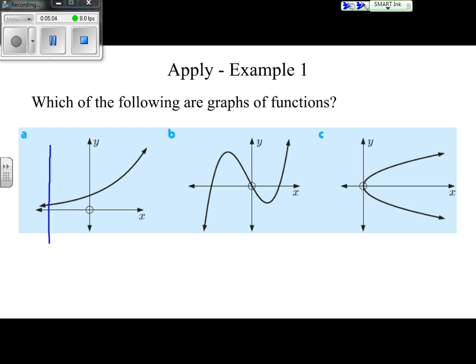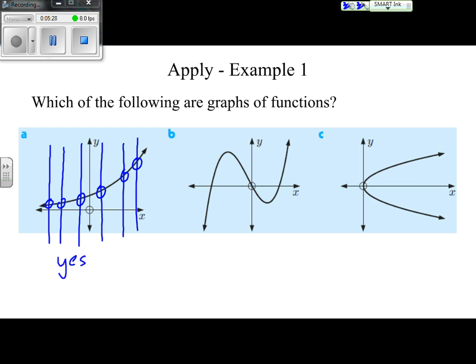Okay, and you can see that I intersected the graph at exactly 1 point. All right, well, I'm going to draw another one. Well, again, I'm only intersecting at 1 point. Let's move to a different area. 1 point, 1 point, 1 point. Is there any spot on here where I can draw a vertical line where I will intersect the graph at more than exactly 1 point? And no. So is the first one a function? Yes. This is a function.